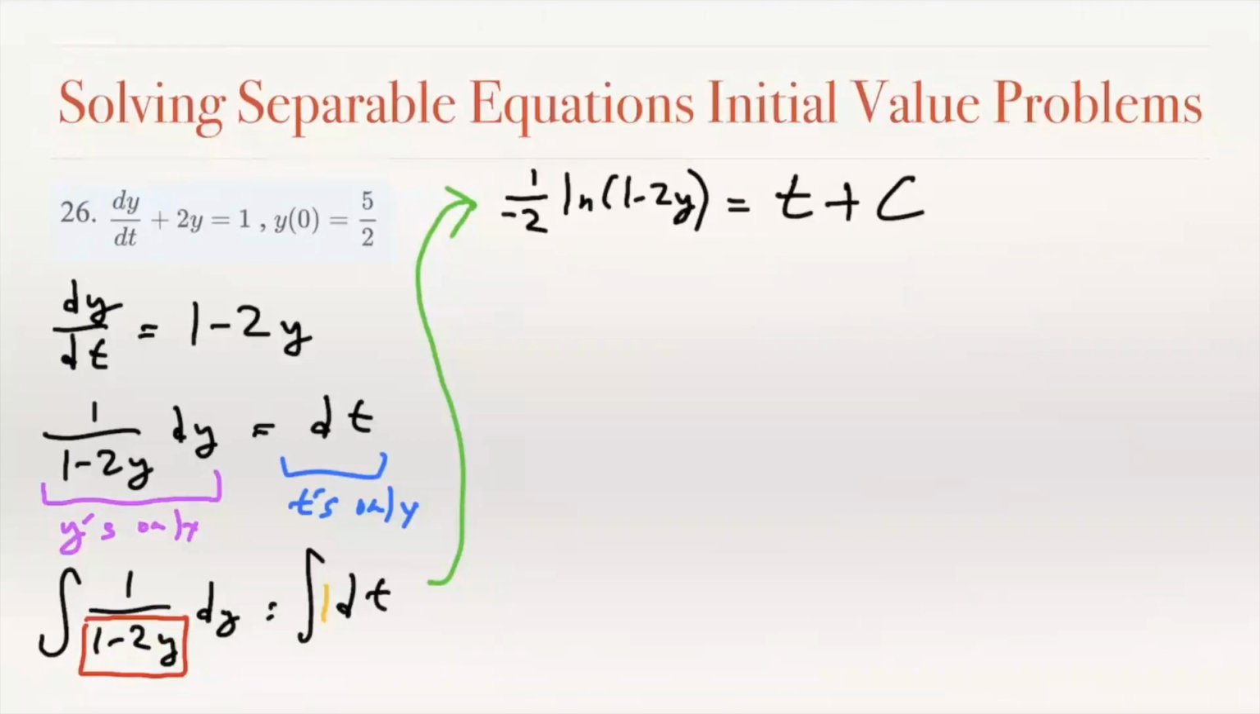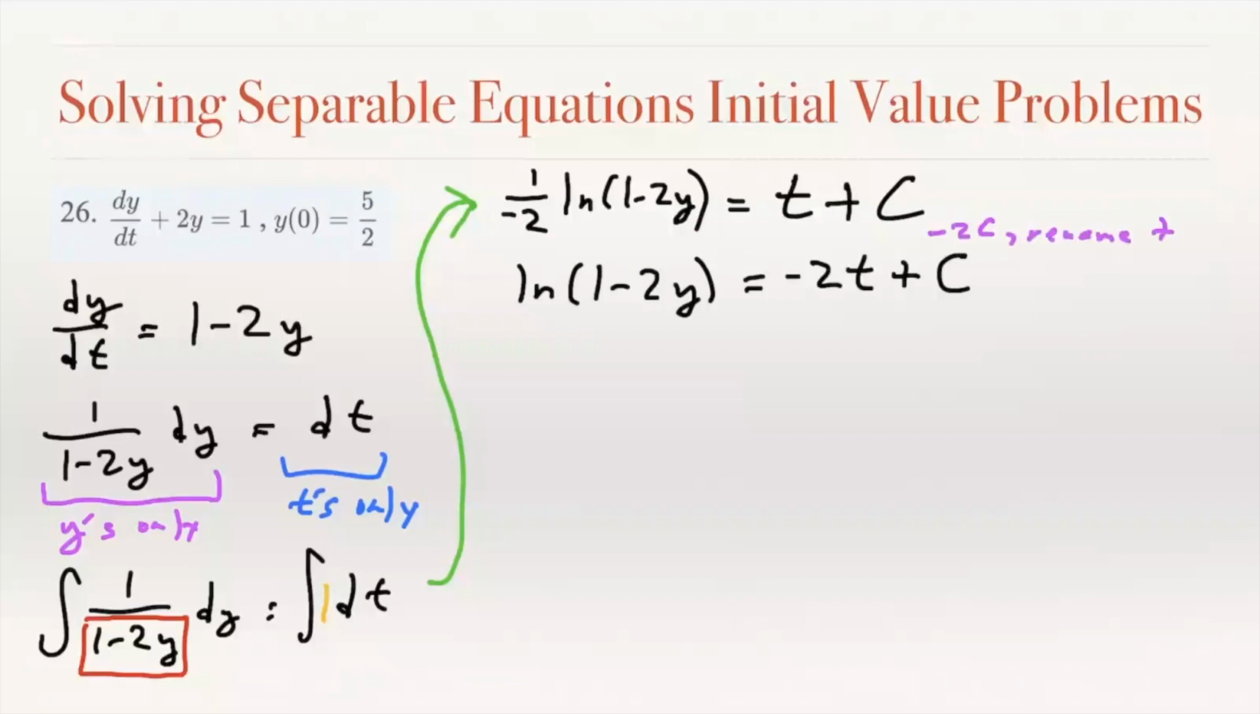Okay, and implicitly, it wants an explicit solution. That's typically the case. So let's solve for y. First, let's isolate the natural log, and we have this. You might think, wait, did he just make an error? Because isn't that a -2c? Well, remember, -2c, we can just rename that to c. As c varies across all real numbers, so does -2c.